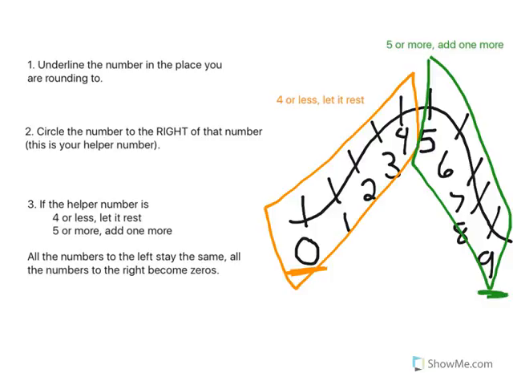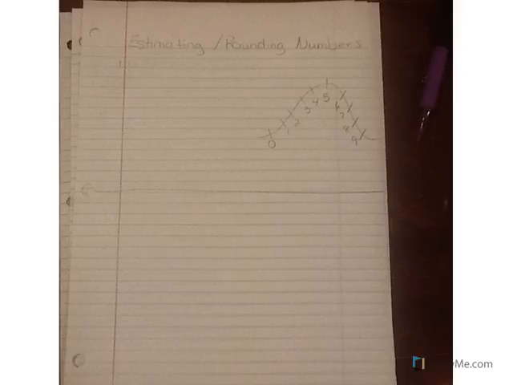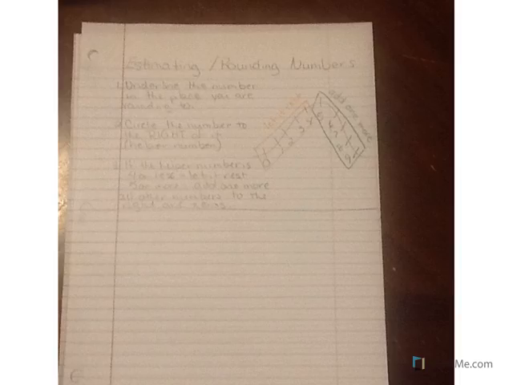Okay, so now I'm just labeling my number line. 4 or less, let it rest. 5 or more, add one more. Make sure you're doing this in the same colors that I am. So now your notes should look like this with all of the notes that I just did up on top.